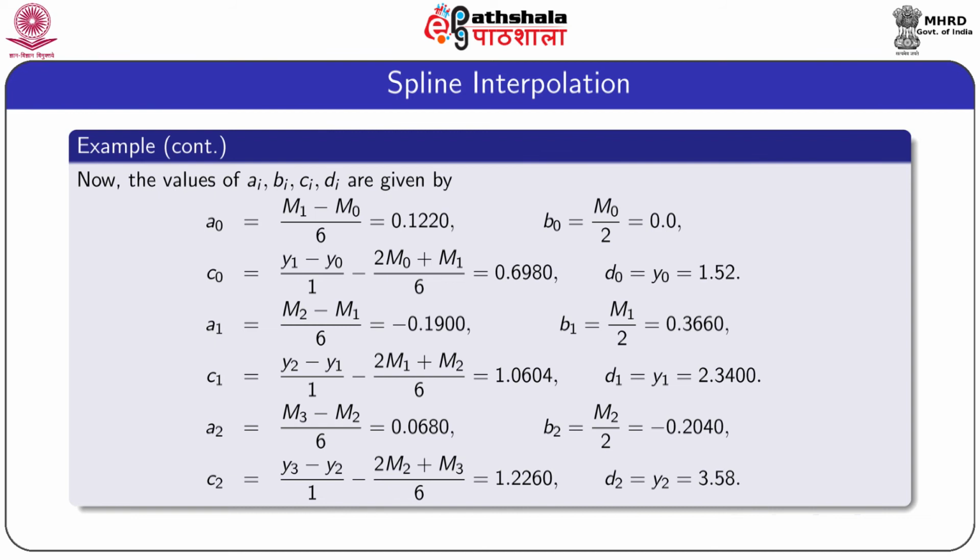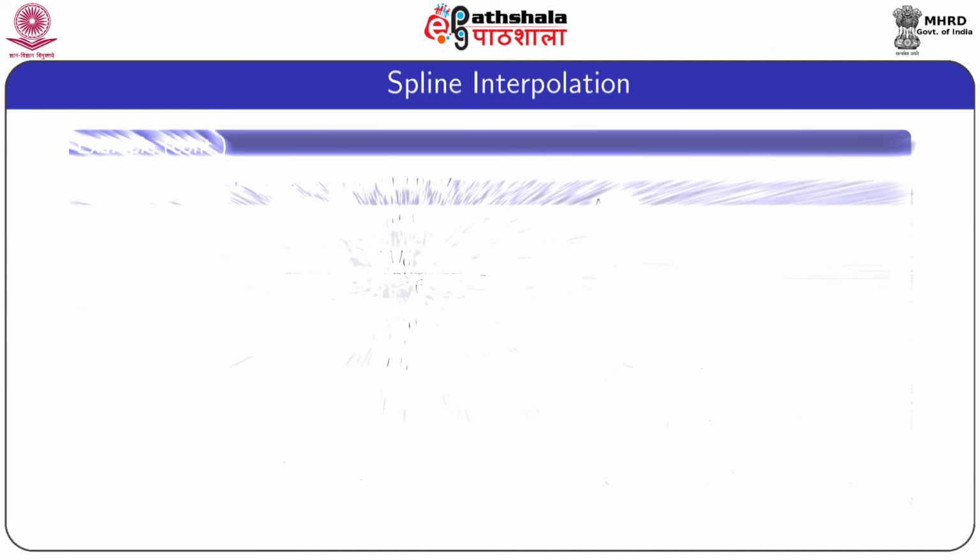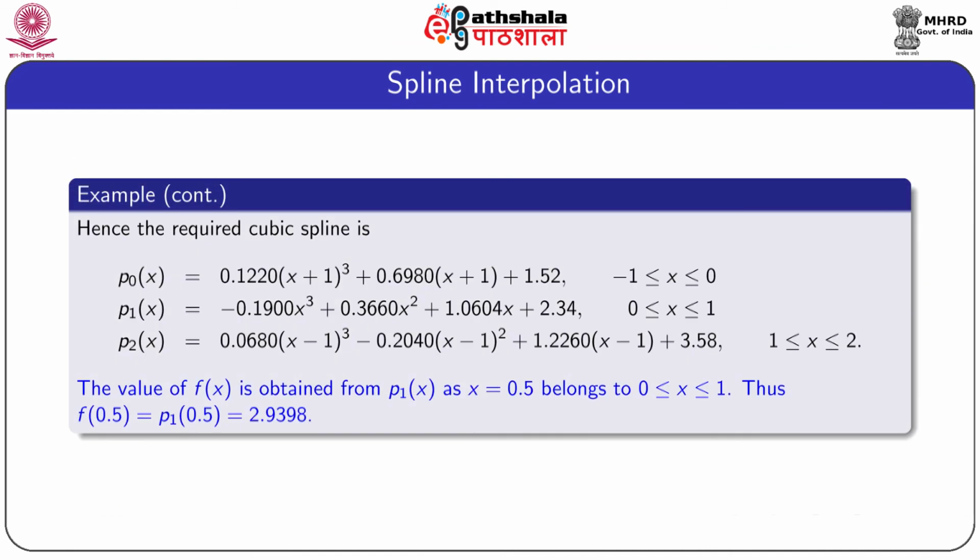So, now we can construct the cubic spline. Hence, finally, the cubic spline is p0(x) equal to 0.1220 into (x plus 1) power 3 plus 0.6980 into (x plus 1) plus 1.52, where minus 1 less than or equal to x less than or equal to 0. The second cubic polynomial is p1(x) equal to minus 0.1900 into x cube plus 0.3660 into x square plus 1.0604 into x plus 2.34.